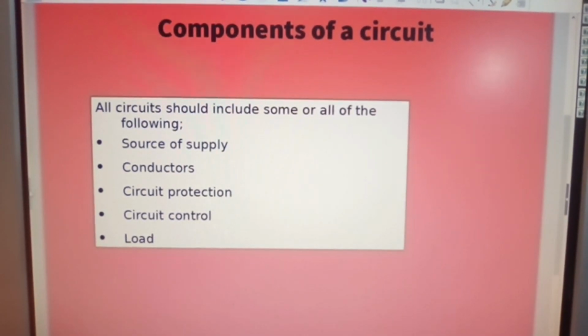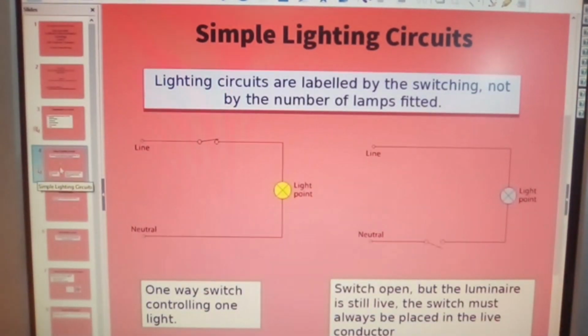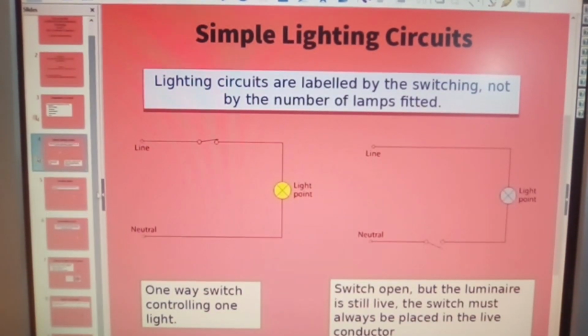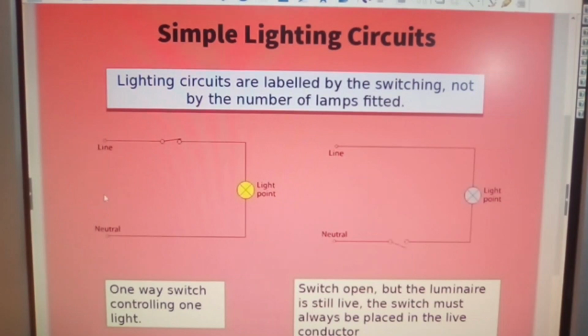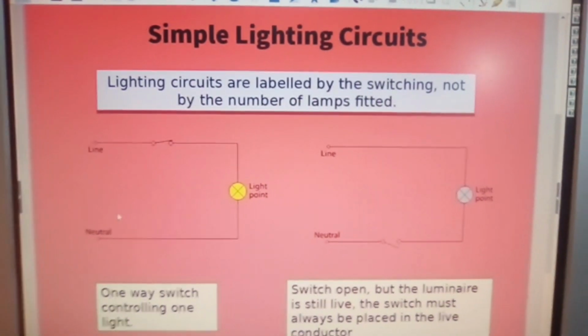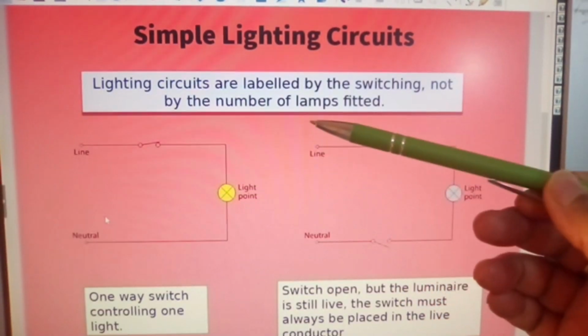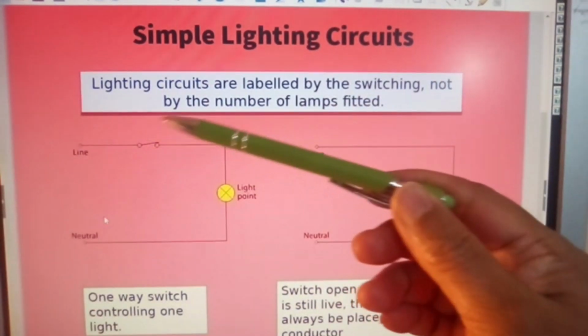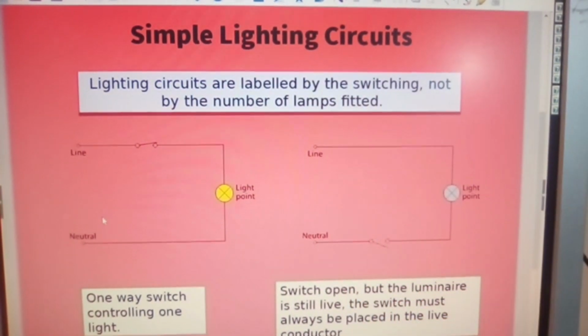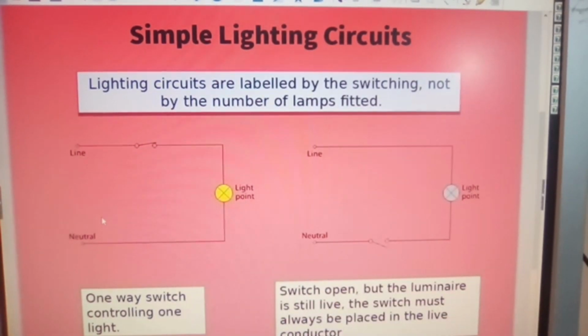Okay, quite simple. This one is quite quick and easy. Okay, simple lighting circuits, and here we have lighting circuits are labeled by the switching, not by the number of lamps fitted. Okay, this is the one-way lighting circuit.